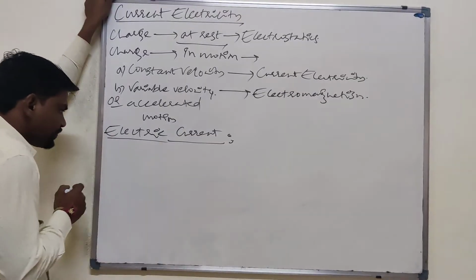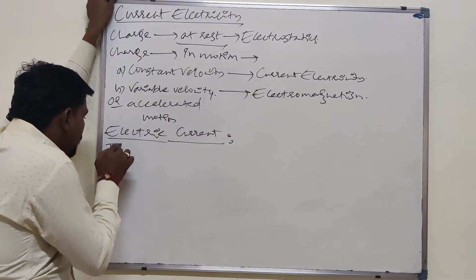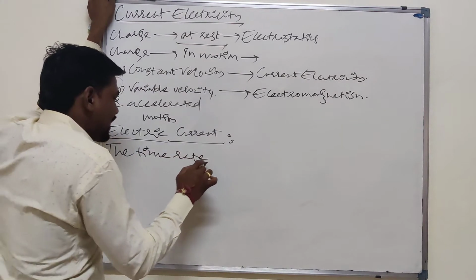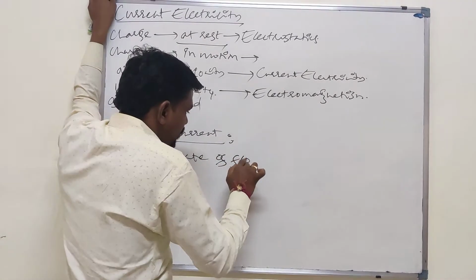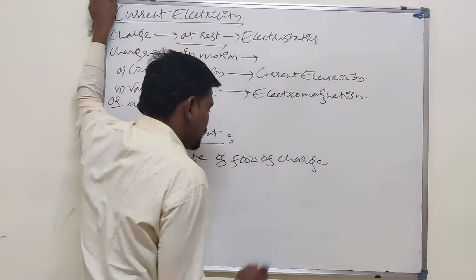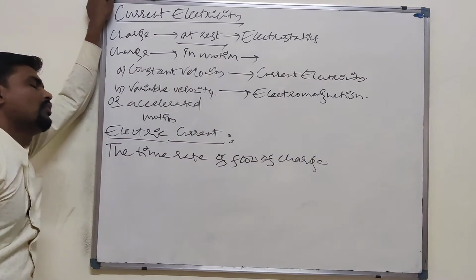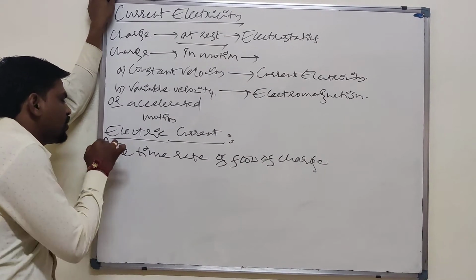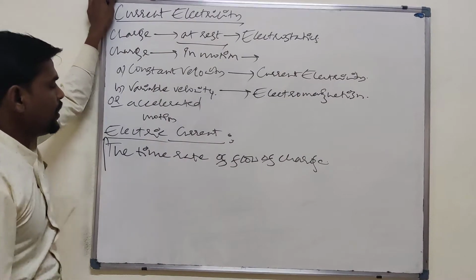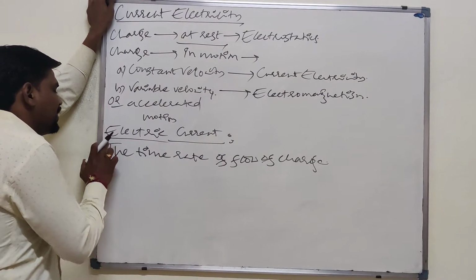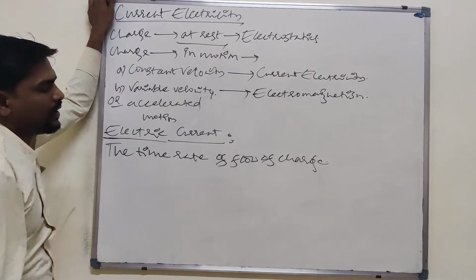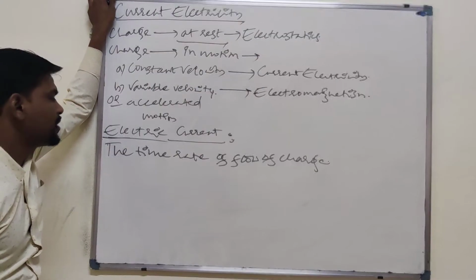So here, the time rate of flow of charge is called electric current. Electric current. So the time rate, that is, how the current moves with time, we call electric current, right?